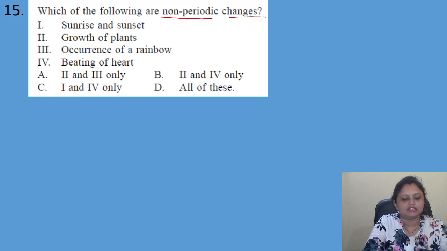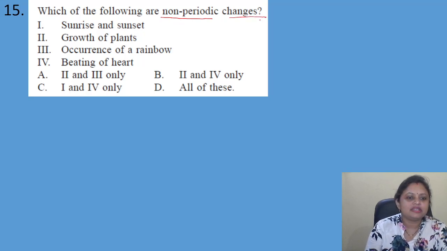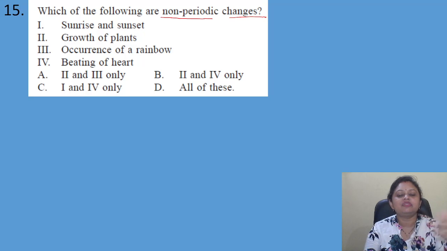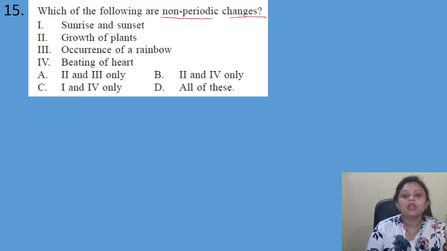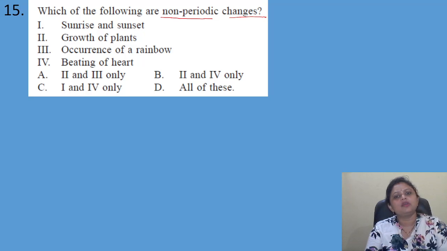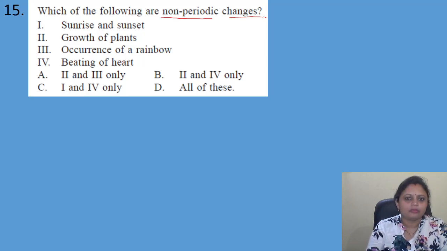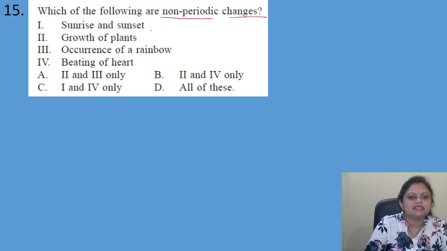So here, which of the following are non-periodic changes? Okay. Non-periodic changes में, you know what is periodic change? Periodic change क्या होता है? It is at regular interval of time होता है. Okay? Non-periodic changes, it does not occur at regular interval of time. Okay? So sunrise and sunset वो क्या है? That is periodic changes. It occurs at regular interval of time.